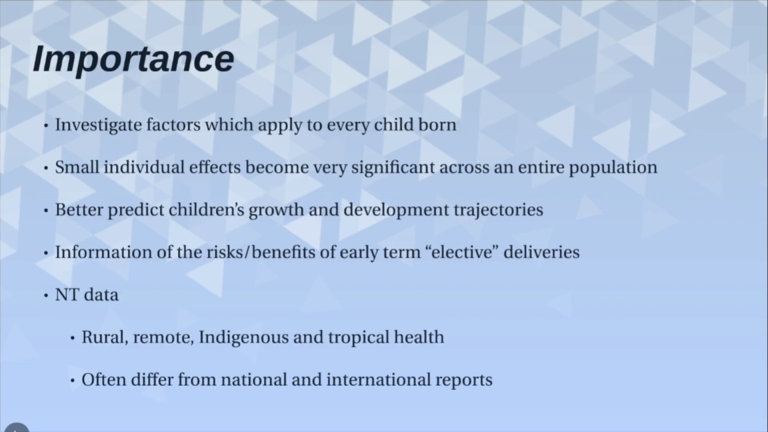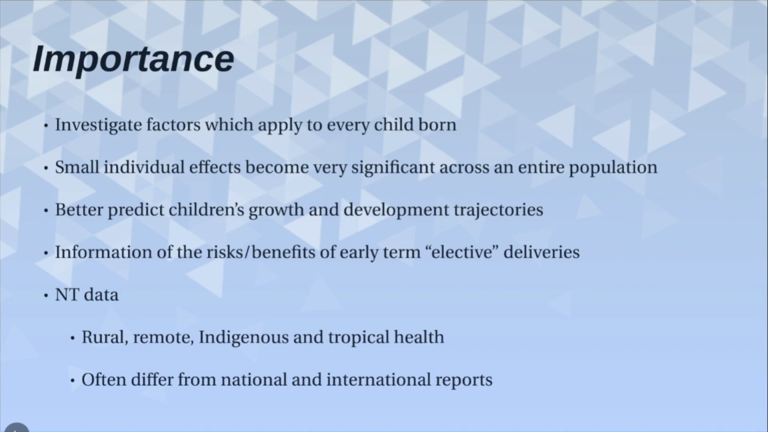And an understanding of these questions is hugely important, as not only does it investigate factors which apply to every child born, but also the small individual effects that result from changing such variables can become very significant when it occurs across an entire population. Furthermore, it can help us better predict children's growth and developmental trajectories. Moreover, the project may help inform us of the risks of early-term elective deliveries.